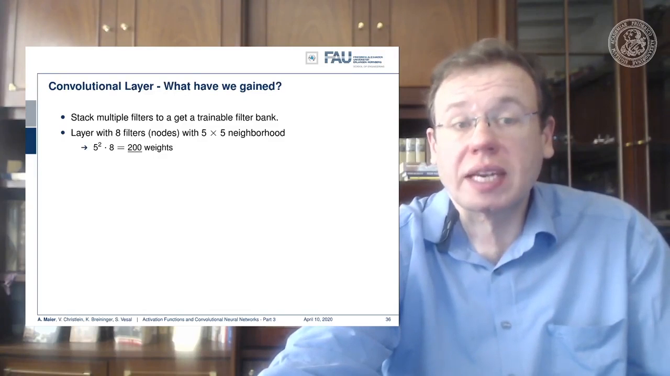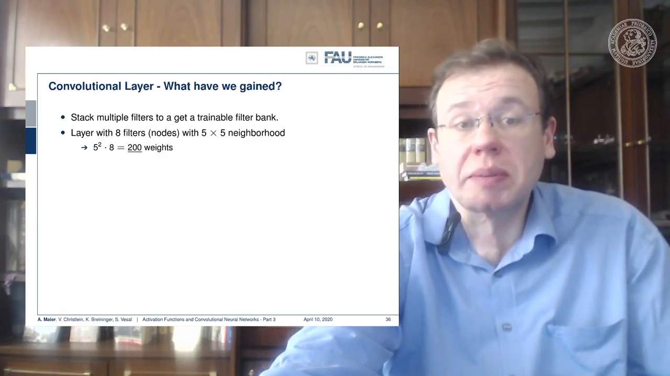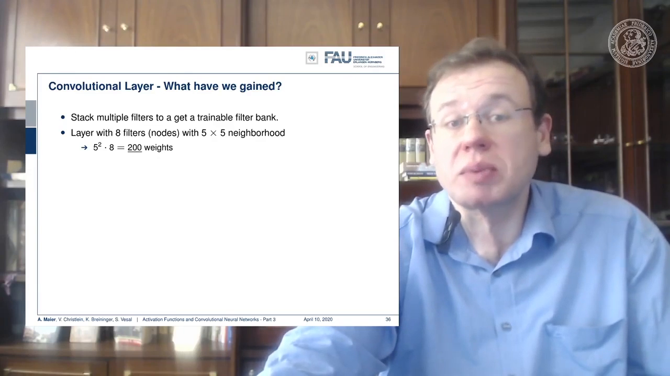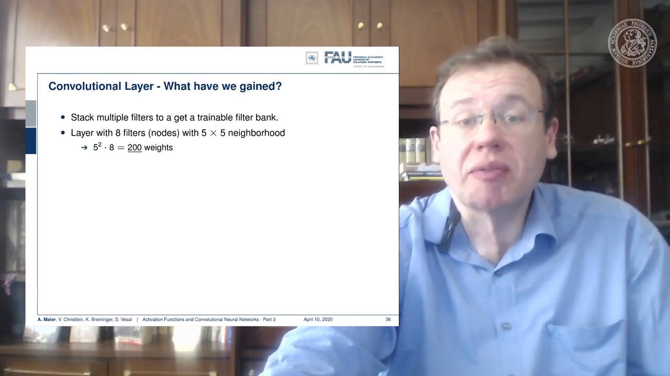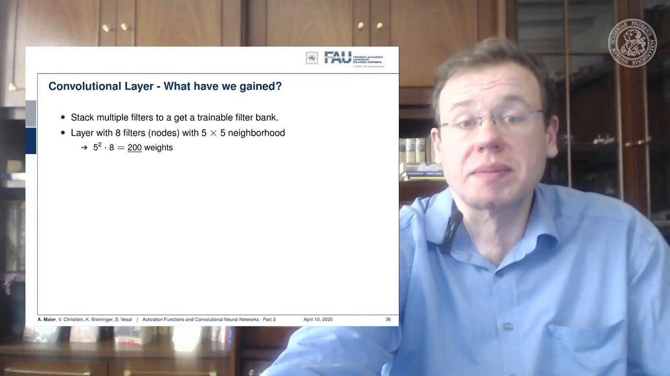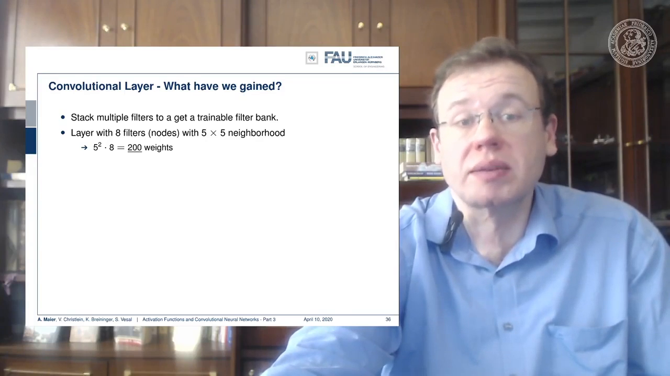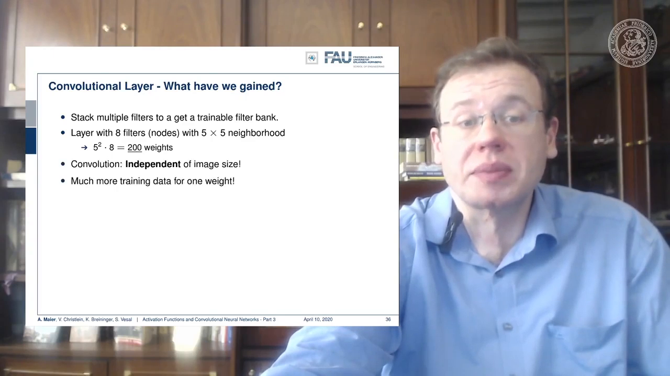Now, what have we gained with the convolutional layers? Well, if you now stack multiple filters, we get essentially a trainable filter bank. Let's say we have 8 filters, which means 8 nodes in a 5 by 5 neighborhood. Then we suddenly have 5 to the power of 2 times 8, 200 weights. And 200 weights is considerably smaller than the 2 million weights that we've seen before.